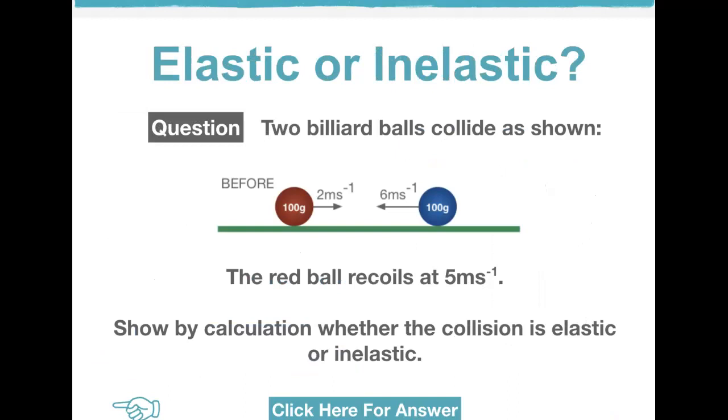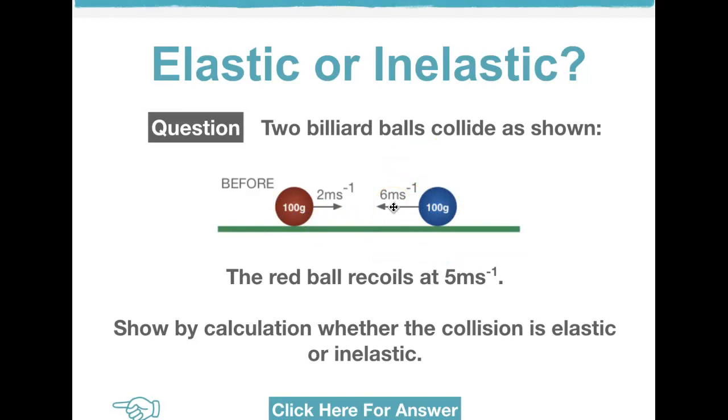Okay, so how do you know if an object is involved in an interaction or a collision which is elastic or inelastic? You have to calculate the total energy before and compare it to the total energy after. So here we have two billiard balls colliding. One is traveling in a direction, right? So we'll just say it's towards the right, 2 meters per second. And this one is traveling to the left at 6 meters per second. They're both 100 grams in mass.